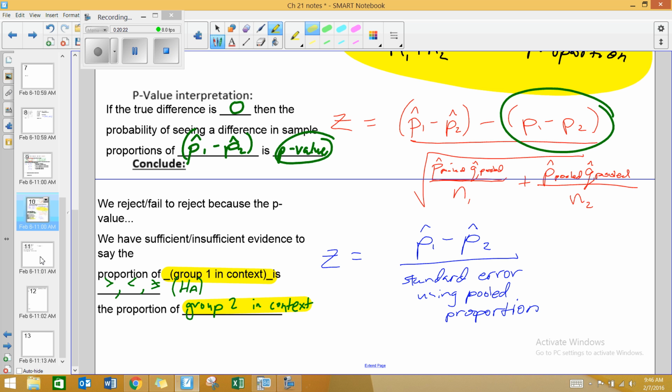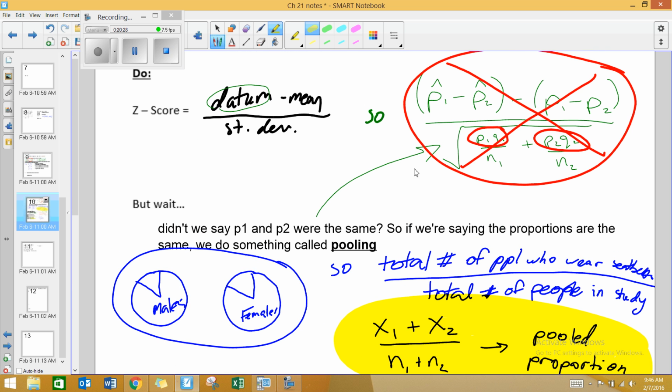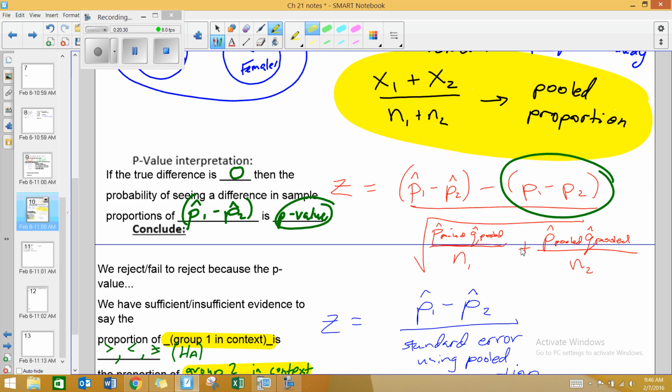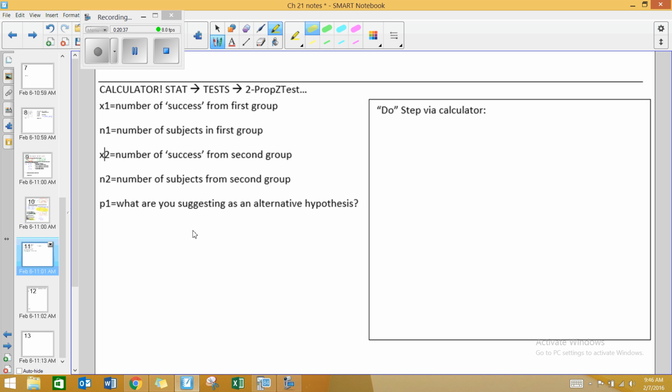All right, so you survived the explanation of pooling and you survived the explanation of our new z-score formula, but we are not going to calculate this by hand. We have a calculator, and so the do step via calculator is what we'll use for the next example.